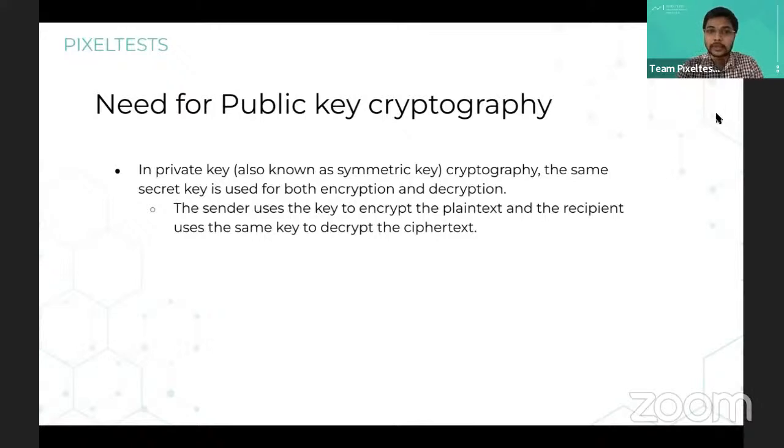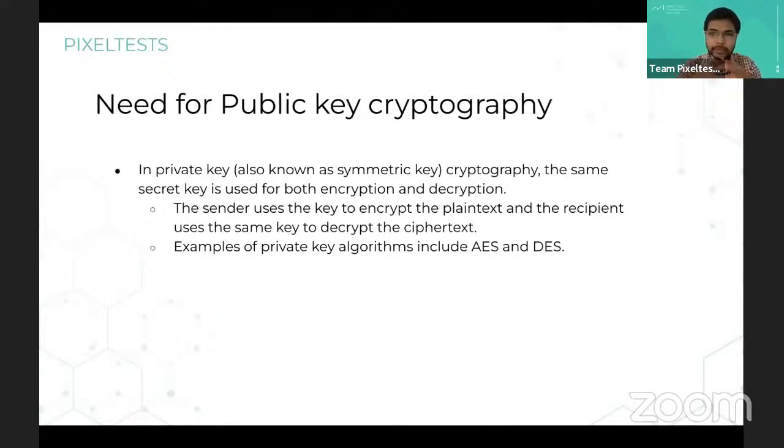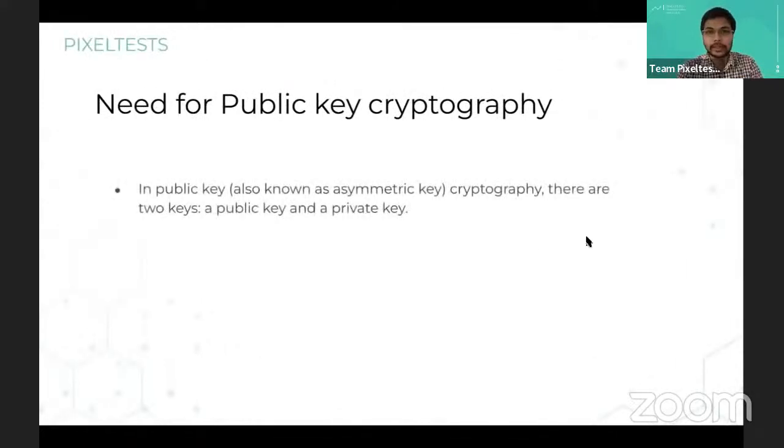Now, in private key, what happens? The sender uses the key to encrypt a plain text message, and the recipient uses the same key to decrypt the ciphertext. That is how the encryption and decryption happens. Now, this private key is also used in a few algorithms, which include AES and DES, which are not in our current scope. We are more keen on learning public key cryptography.